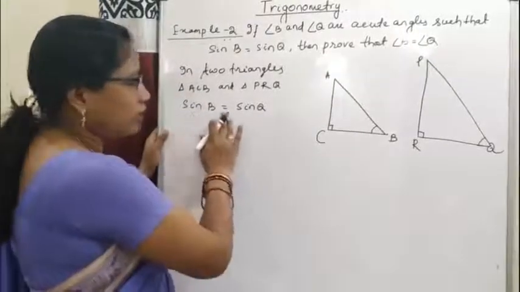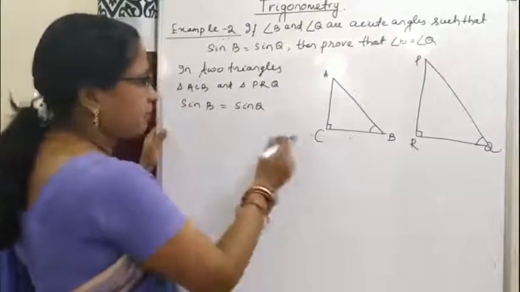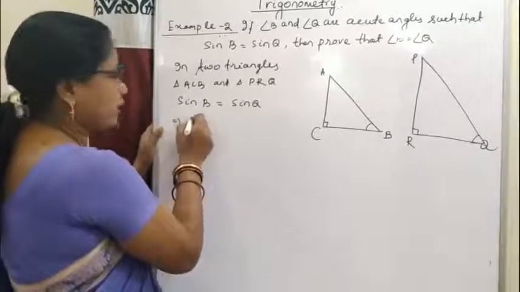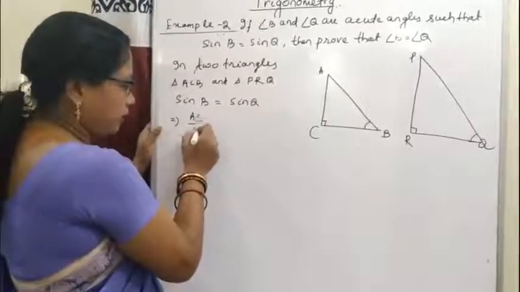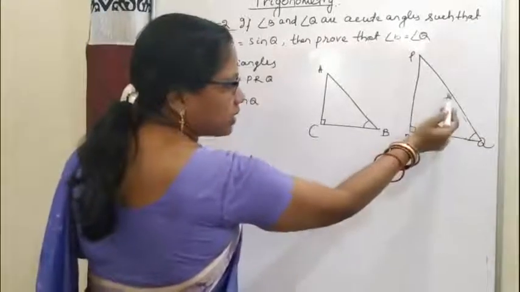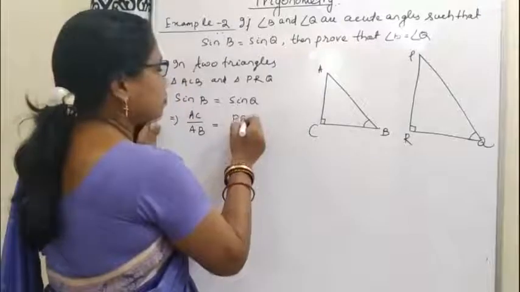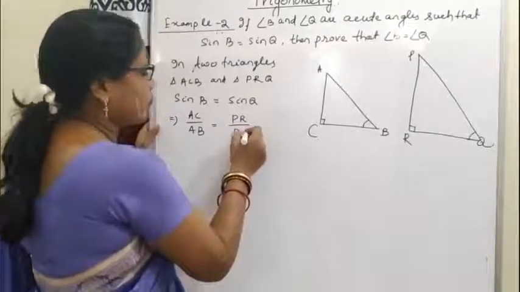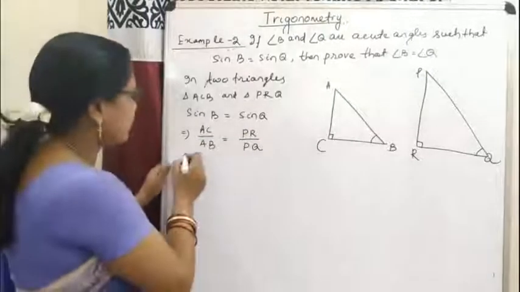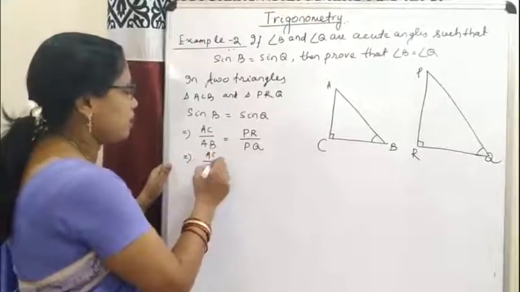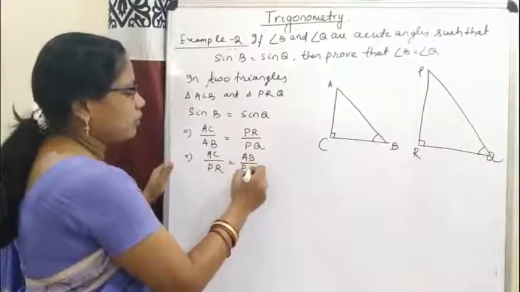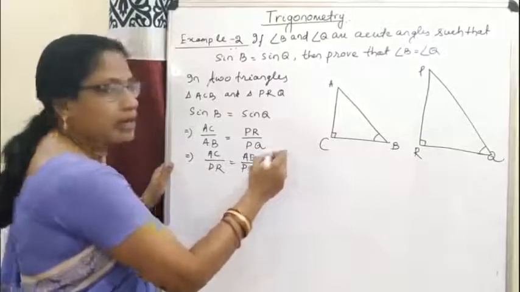So sin B, what is sin B in triangle ACB? So sin B is opposite side by hypotenuse. So this implies AC by AB is equal to, here also sin Q is equal to opposite side by hypotenuse is equal to PR by PQ. So here AC by AB is equal to PR by PQ. So we can write it as AC by PR is equal to AB by PQ. So let it is equal to K.